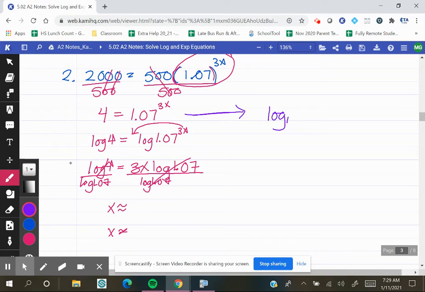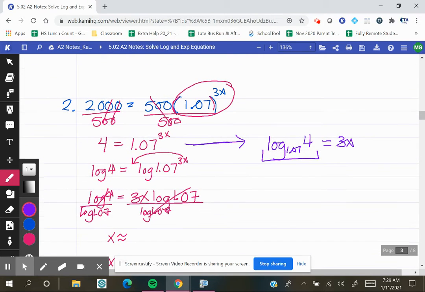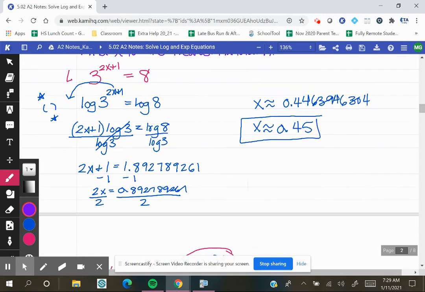So your base is 1.07 and your exponent is 3x. So it would be 1.07 as your base raised to the 3x equals 4. And then you would just go to your calculator and type that in and then divide it by 3. So it is a bit faster, but you really have to understand how to set up your logs.